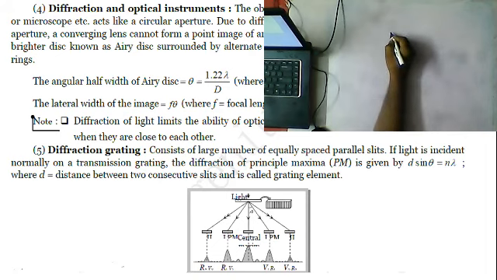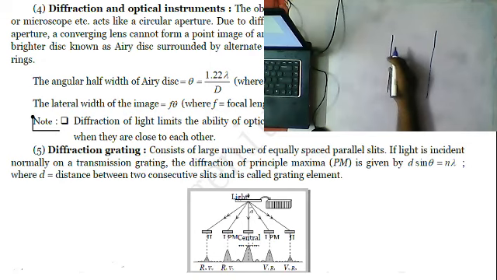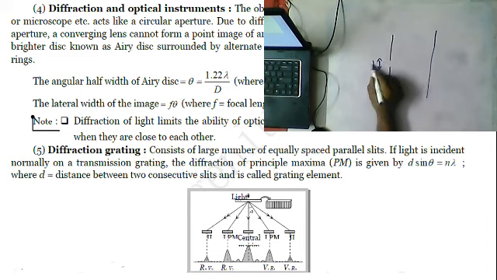Now we already did the YDSE, Young's double slit experiment. In that experiment, one of the slits is closed. When one of the slits is closed, the experiment becomes like this. Is it right, guys? So this is our screen. Now, this distance, for example, is D.